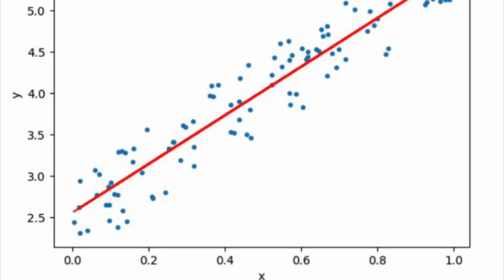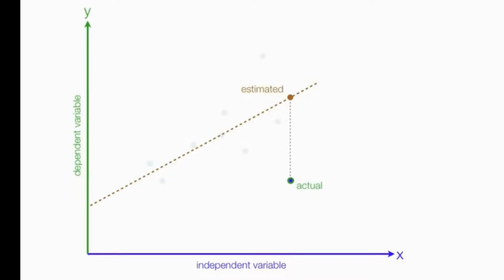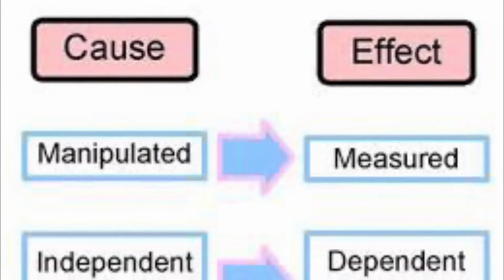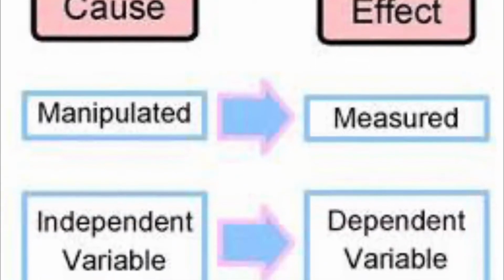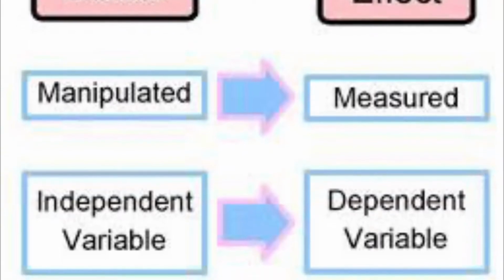A regression line is a line that passes through a scatter plot of data points while minimizing the difference between the actual values and the estimated value. Linear regression lines are used to model the relationship of how a dependent value, or the y-axis, changes as a result of the independent value, which is the x-axis.